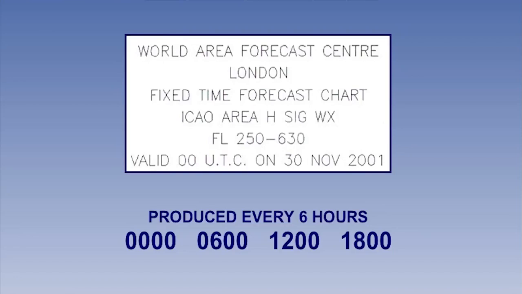WAF's SIG weather charts are produced every 6 hours and are valid for midnight, 06, 12, and 18 UTC every day. Since each chart is valid for a fixed time, it's the responsibility of the user to interpolate conditions between these chart times.